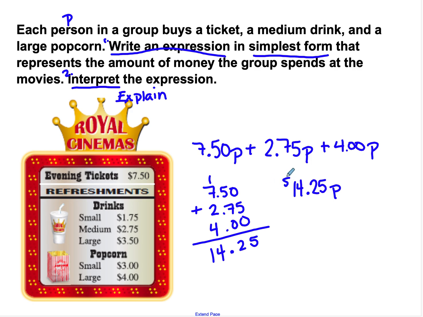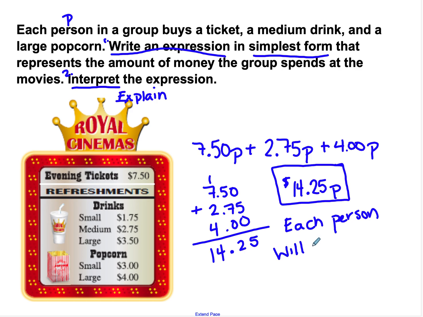Story problems need a label, so I'm going to go ahead and put that $ sign in there. So that's part 1. That's my simplified expression. Part 2 says explain, interpret the expression. So what does that mean? Each person will pay $14.25.